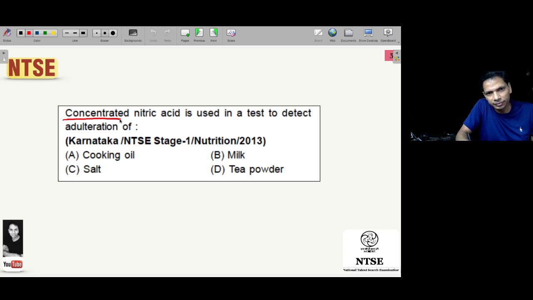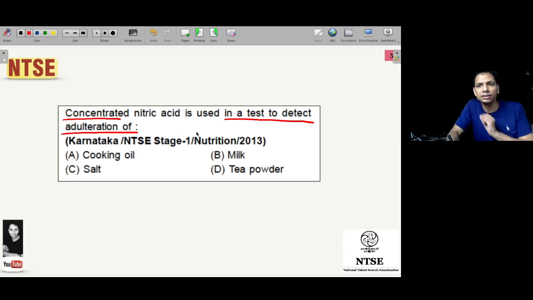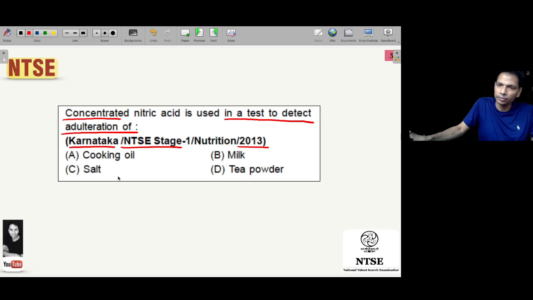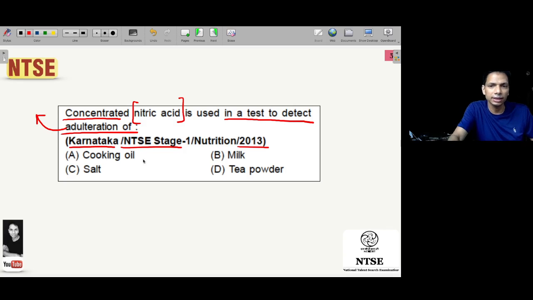Concentrated nitric acid is used in a test to detect adulteration of what? This was asked in Karnataka NTSE 2013. The options are cooking oil, milk, salt, and tea powder. Concentrated nitric acid is used to detect adulteration. Adulteration means mixing of some impurities.